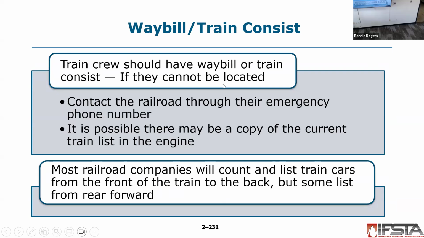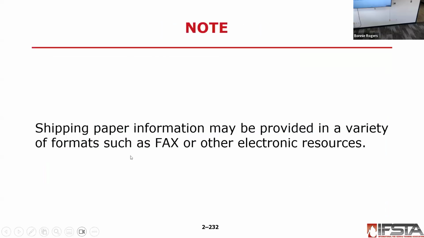So if you can't locate the waybill or the consist, contact the carrier. In that document I showed you through the county, the local emergency planning, I think they have these contact information. Fortunately, we have these. We can look it up real quick. Sometimes dispatch provides that for us. Can you contact them by phone or fax? I don't know if anybody uses fax anymore. There's an option.